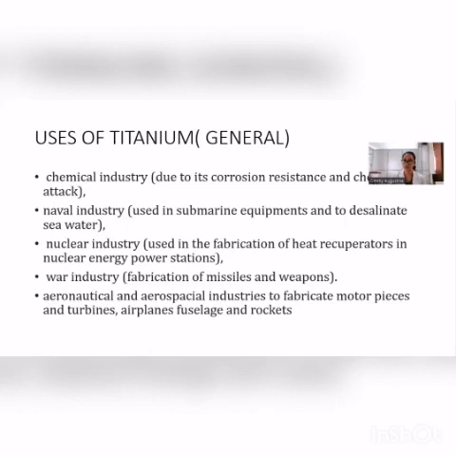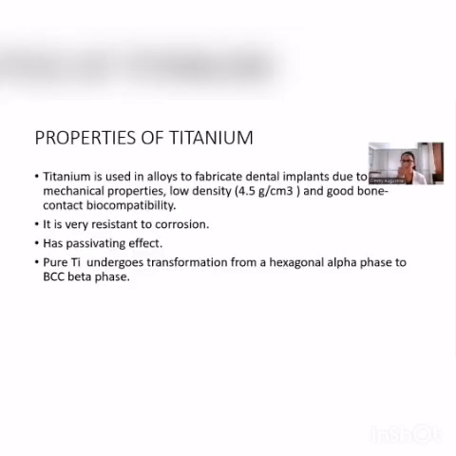Now, coming to the naval industry, it is used to make submarines and to desalinate water. In the nuclear industry, it is used for the fabrication of various equipment in the power stations. In the war industries, it is used for making missiles. And in the dental application industry, remember the class, titanium is one of the materials used to make implants.